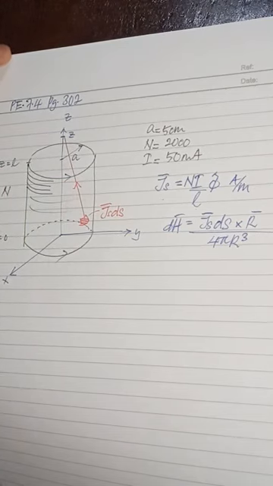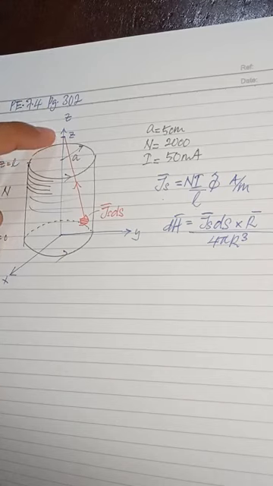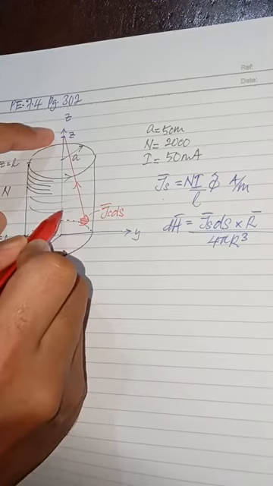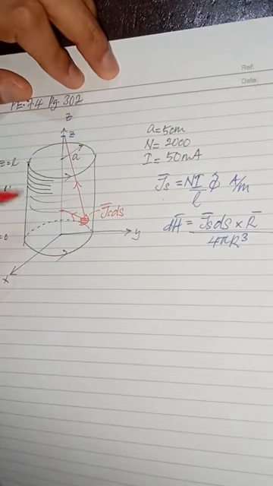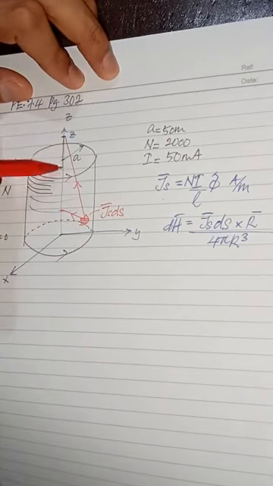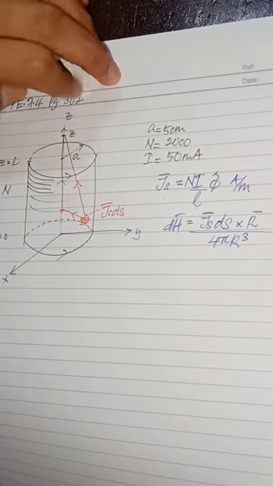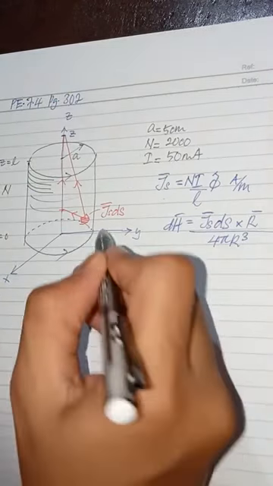So that's a vector joining from the current element to the point of interest. You can find the R vector by adding up the two vectors, in R and also in Z up here. Okay, so let's say, guys, this current element is positioned at this point.